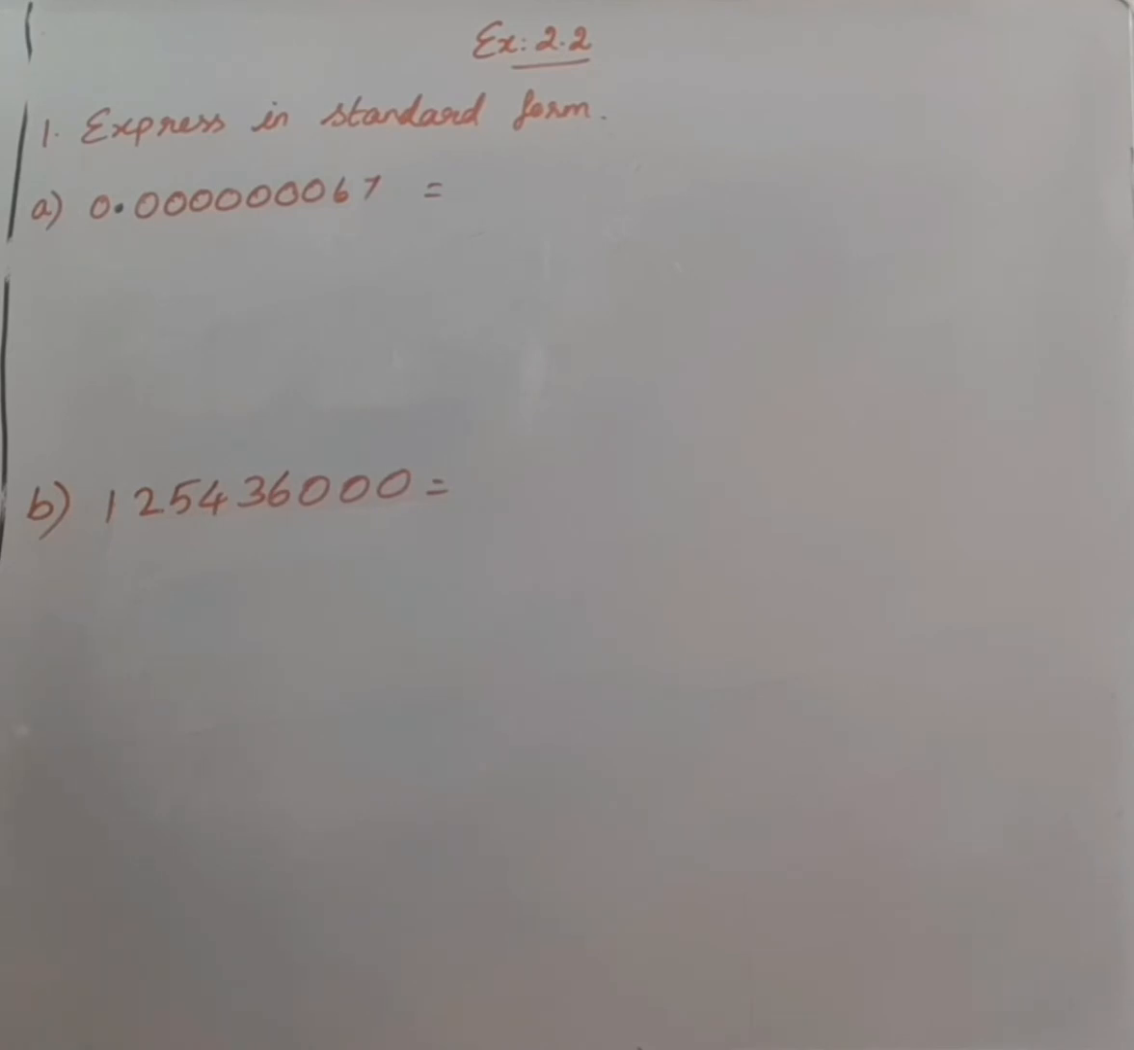Wherever we have a standard form, the first step is we need one number in the integral part, not a 0. One number in the integral part and the remaining numbers in the decimal part. If we have zeros in the integral part, we want to omit it. We need a number from 1 to 9. Okay, so let us see here.